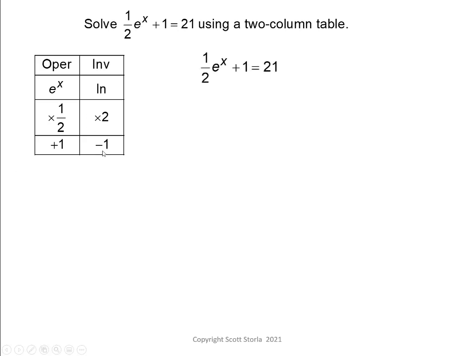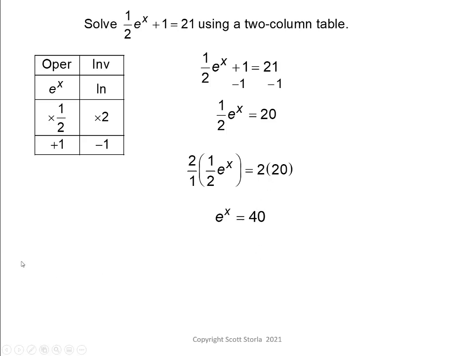Starting from my original and the bottom of the right column, I'll subtract 1 and simplify. I'll multiply both sides by 2, and you see what's going to happen right here? I'll just get 1 times e to the x. Of course, on the right I'll get 40. Then I'll move up a row. I'll take the natural logarithm of both expressions and simplify. Recall that log base e of e to the x can simply be replaced by the exponent.